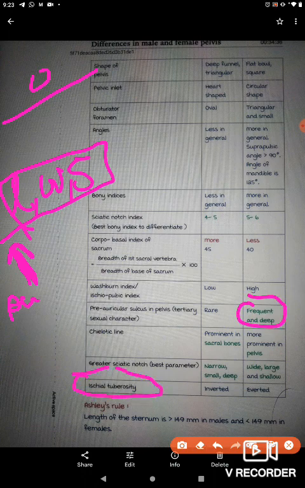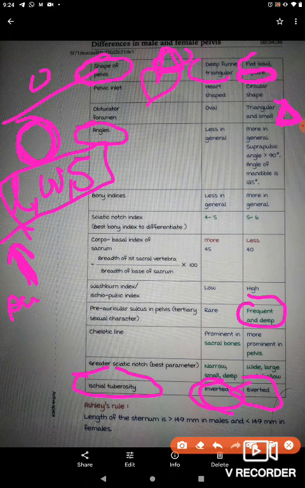Ischial tuberosity is everted in the female and inverted in the male. Angles are more in the obturator foramen. In the male it is oval. Only the obturator foramen is triangular in the female, not oval. Shape of the pelvis, it is a deep funnel shape in the male, looking triangular; in the female it is flat, bowl shaped, or more of a square shape.